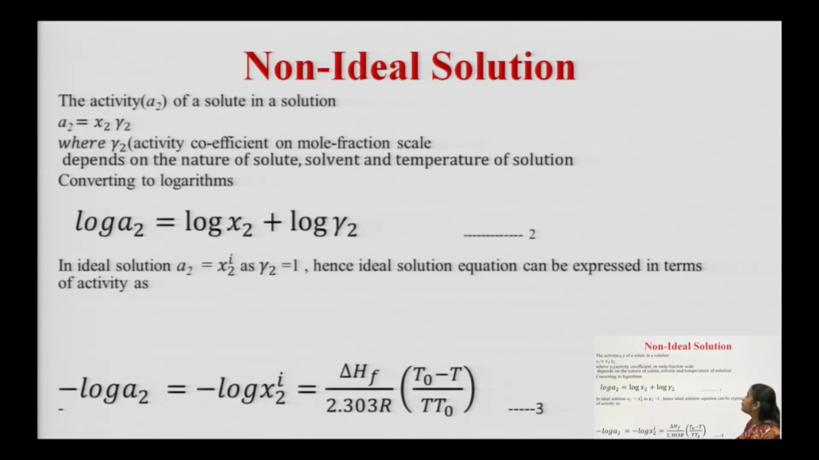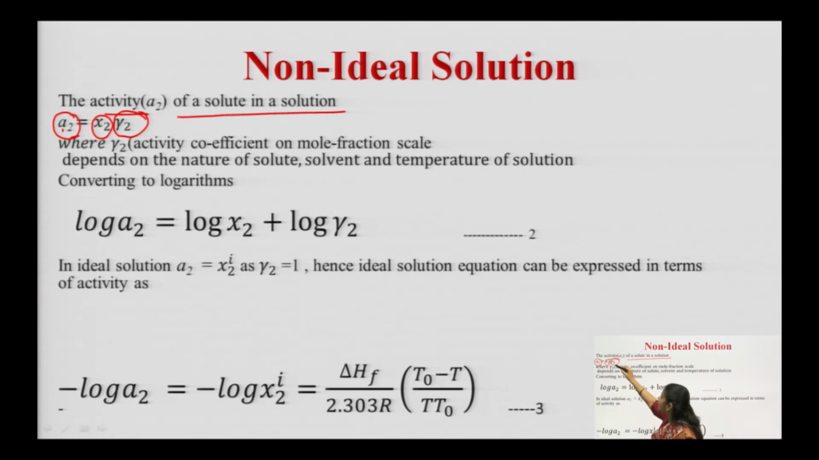Then we will shift to non-ideal solutions. As we shift to a non-ideal solution, we introduce a term known as the activity coefficient. The activity of a solute in a solution is denoted by a2, where a is the activity and 2 denotes the solute. The activity of a solute in a solution is equal to the concentration of that solute multiplied by the activity coefficient of the solute.